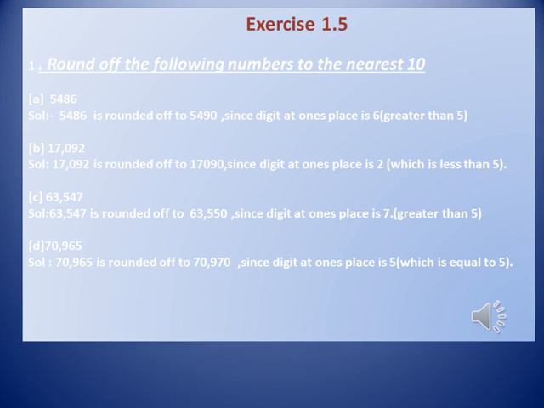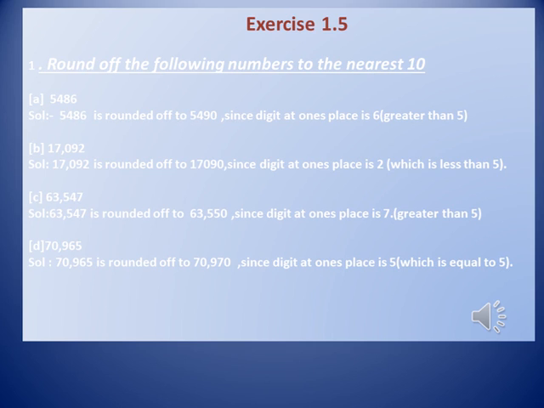Now let us start with our exercise 1.5, rounding of the numbers to the nearest tens. What is the first one? 5486. What is there in the ones place, children? 6 is there in the ones place. So 6 is greater than 5. If it is greater than 5, what should we do? We should replace 6 with 0 and we should add 1 to the value in the tens place. What is there in the tens place? 8. If I add 1 to 8, it will become 9. So what will be the number now? 5486 is rounded off to 5490, since the digit at ones place is 6 and it is greater than 5.